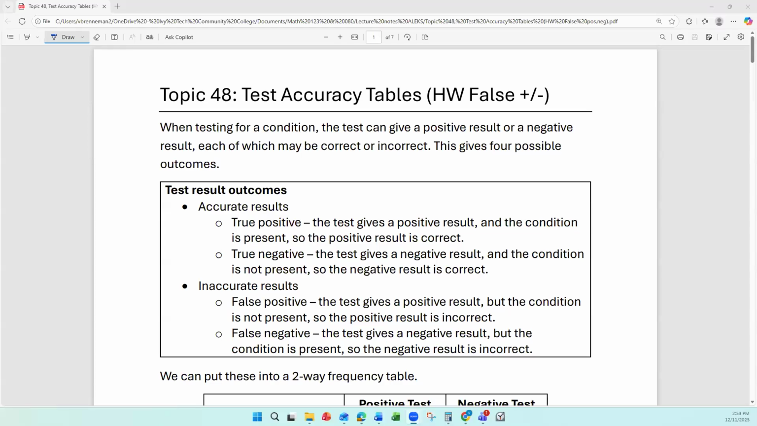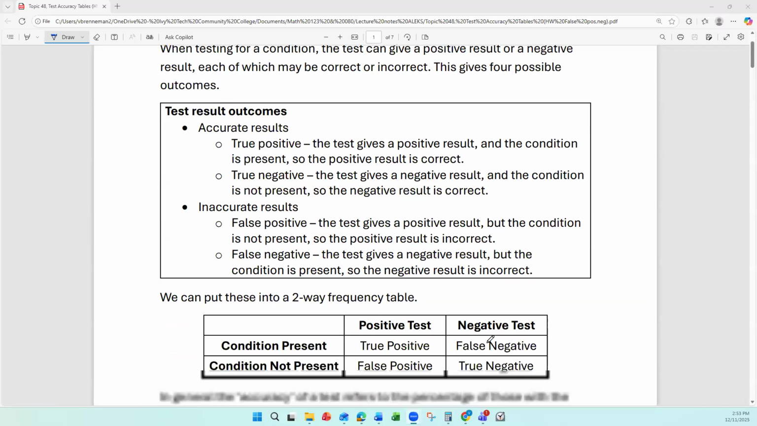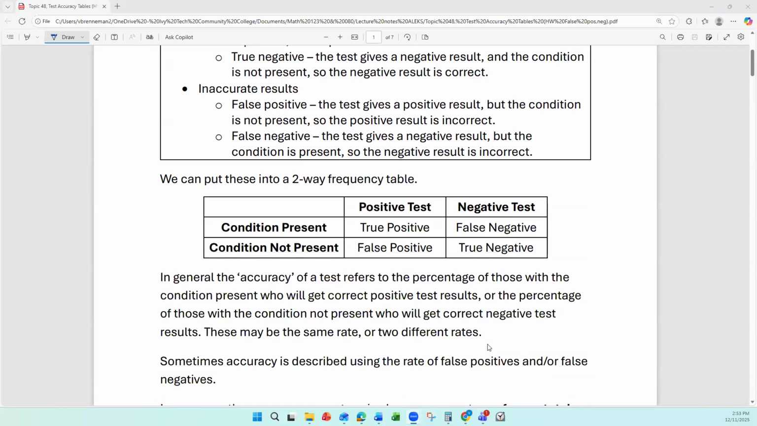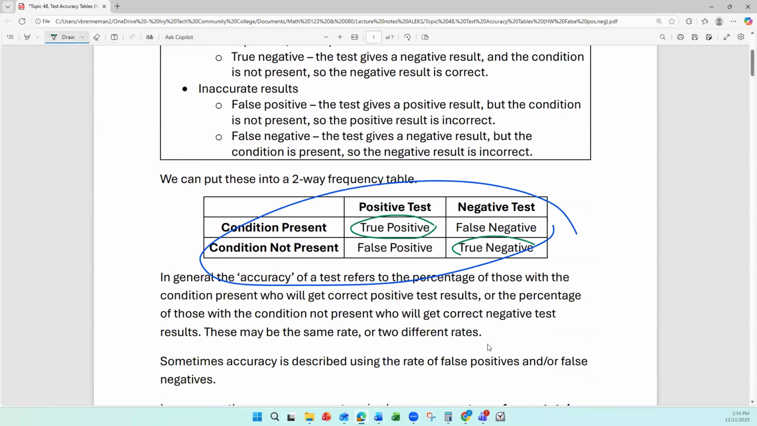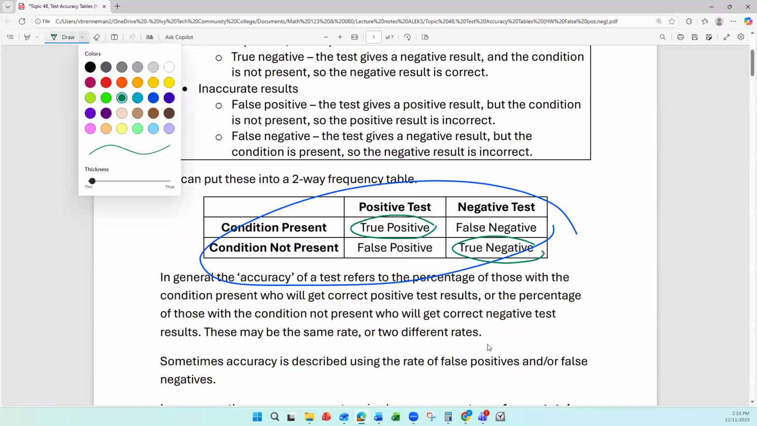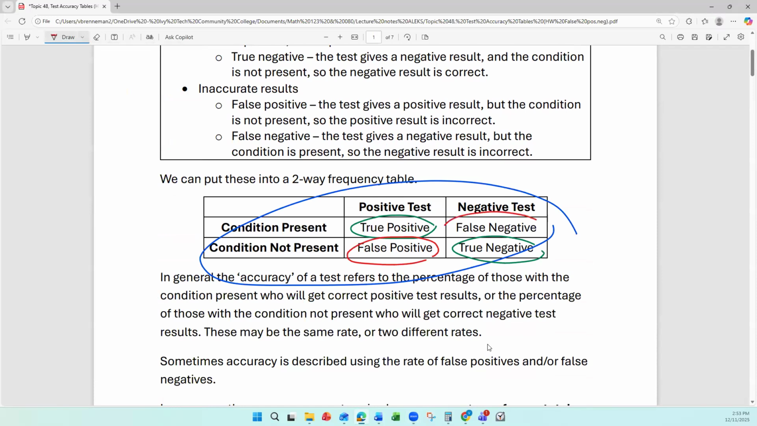This video is over topic 48, test accuracy tables. So some things to know as a background. You want to know where the true positive, true negative, false negative go in the table. So that's this. The true ones, upper left and lower right. False ones in the lower left, upper right. Want to know that.